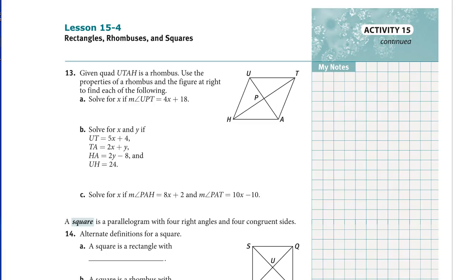Here's an example, number 13. Given quadrilateral UTAH is a rhombus, so we're told that this is a rhombus. Use our properties and theorems of a rhombus to answer this question. Solve for x if the measure of angle UPT is 4x plus 18. So let's find that. U to P to T. Right in here, this is 4x plus 18.